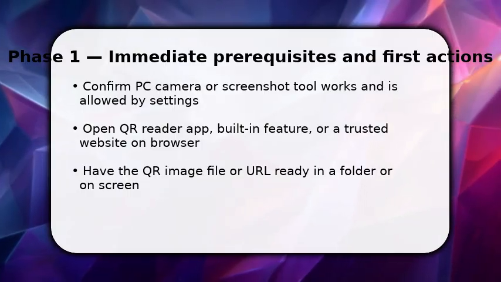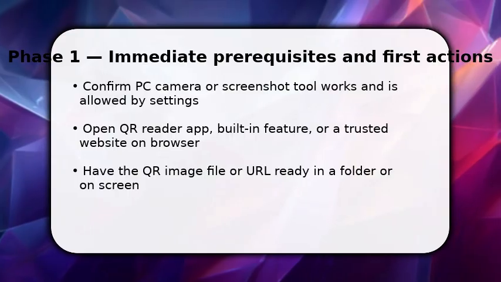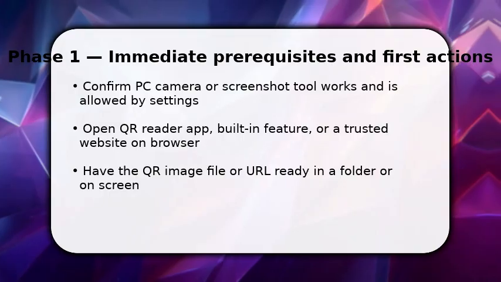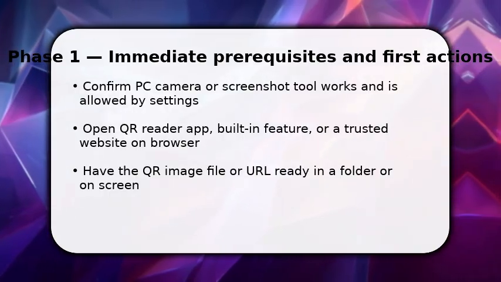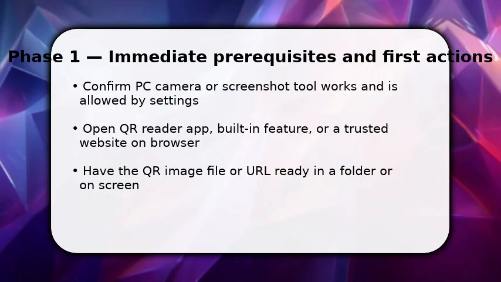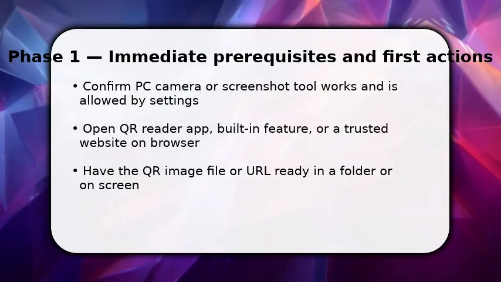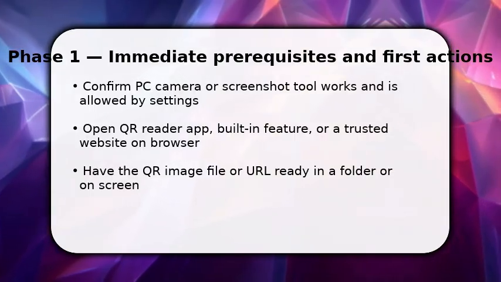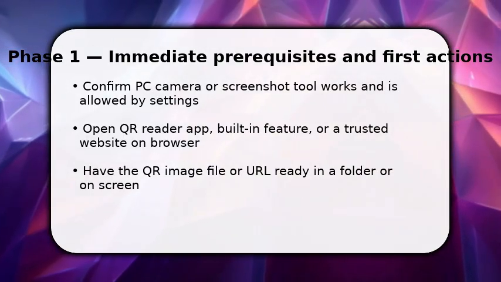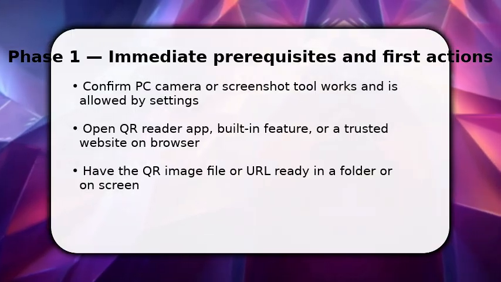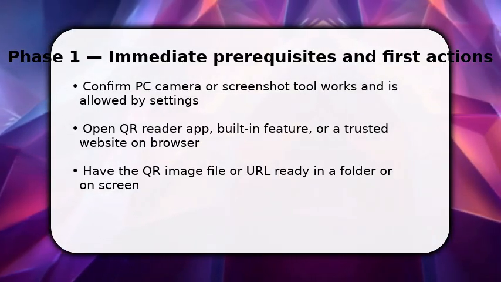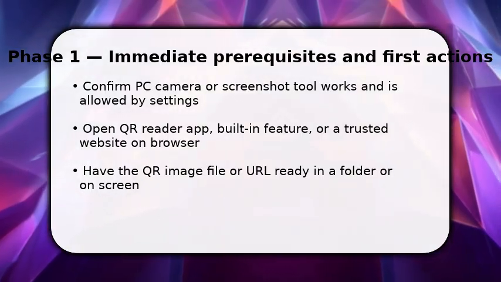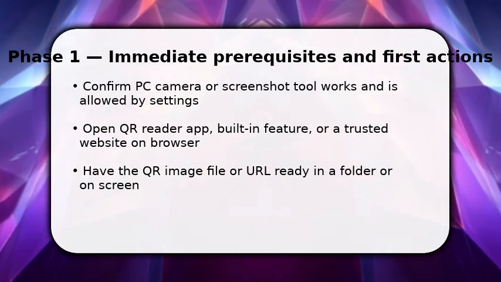You start by enabling what you need now. Turn on your PC camera or make sure your screenshot/clipboard app has permission. This avoids delays. Open a QR reader app or a browser-based scanner, choose a trusted tool, and position the QR image file or display on another screen. Once done, select the scanner's input: camera, file upload, or paste URL. This first action gets you reading codes quickly and prevents confusion later when the scanner asks for a source.